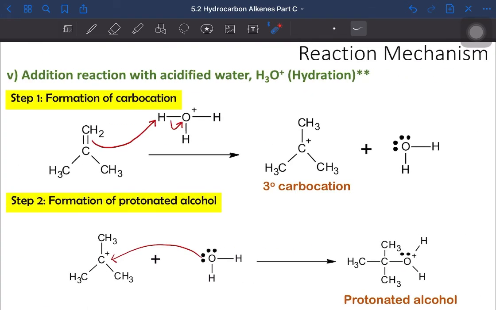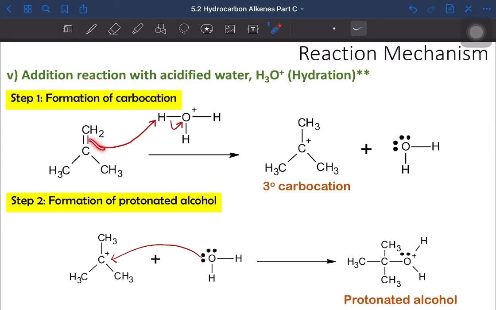Okay, the first step is the protonation to form the carbocation. Okay, so now here we know that the basic characteristic of the reaction of alkenes is always the electrophilic addition. So it means that the electrophile will be added to the nucleophilic side of an alkene. So we know that the nucleophilic side of an alkene is the carbon-carbon double bond. So the double bond, which is the nucleophile, will be attacking the hydrogen, which is the electrophile of the acid.